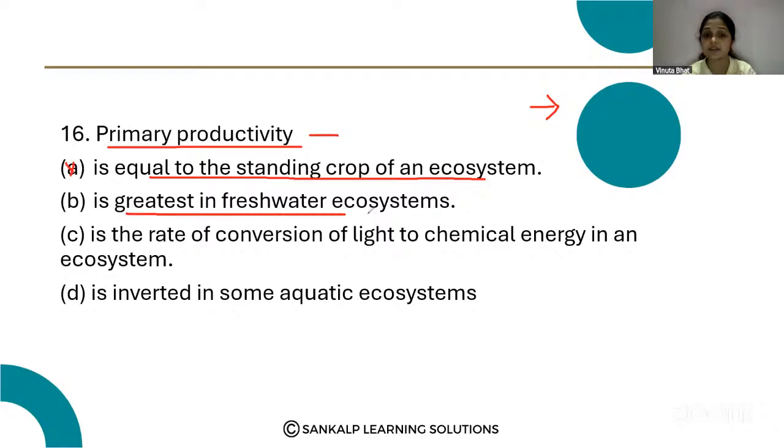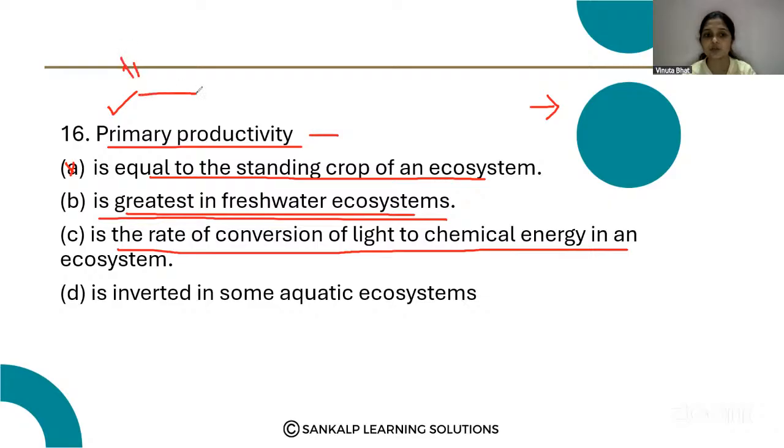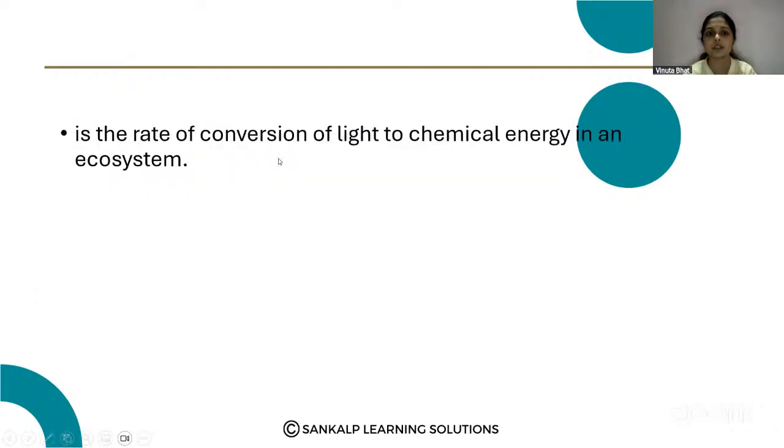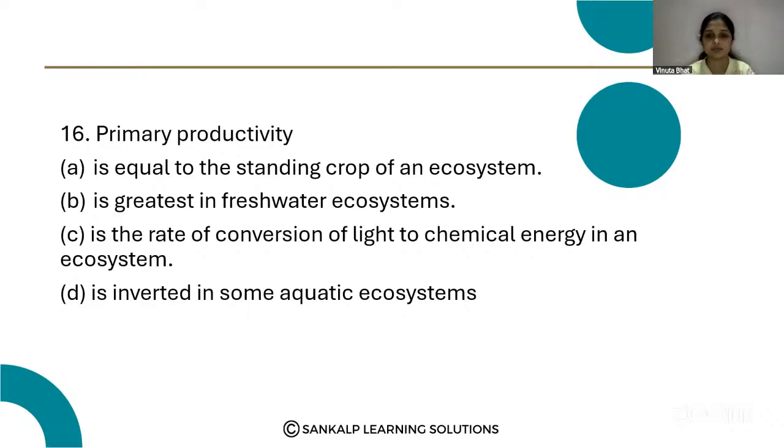Is it greatest in the freshwater ecosystem? No, primary productivity is not greatest in the freshwater ecosystem. It is the rate of conversion of light to chemical energy in an ecosystem. Yes, by using solar radiation, it is the rate of conversion of light energy into chemical energy. So that is the correct option. And it is inverted in the aquatic ecosystem, so that is also wrong. So option C, it is the rate of conversion of light to chemical energy in an ecosystem, is the correct one.